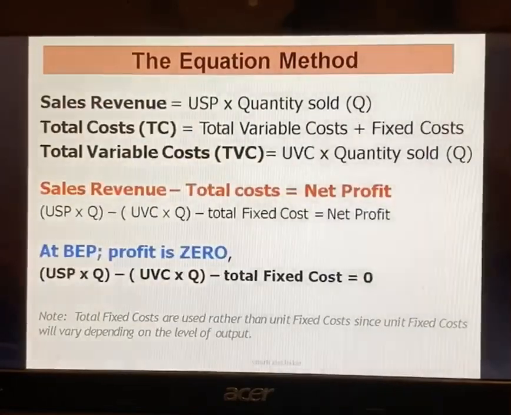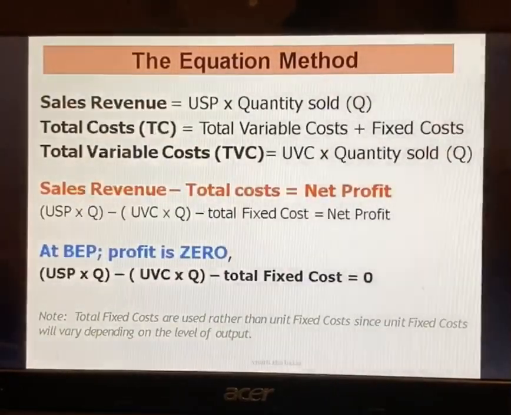How to get the sales revenue? The unit selling price times the quantity. And the total cost consists of the total variable cost plus the fixed cost, to get the net profit.